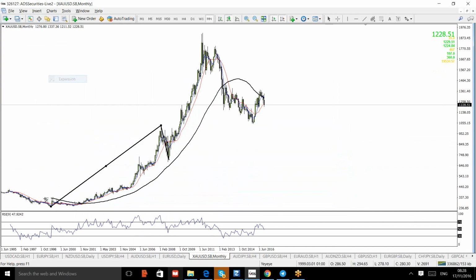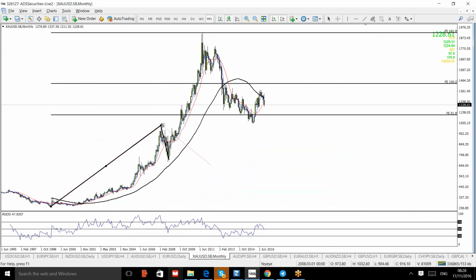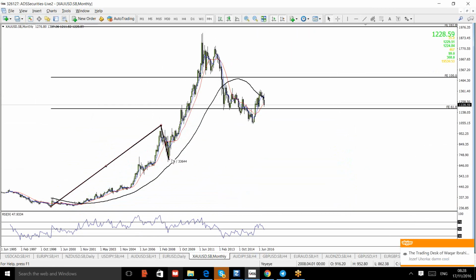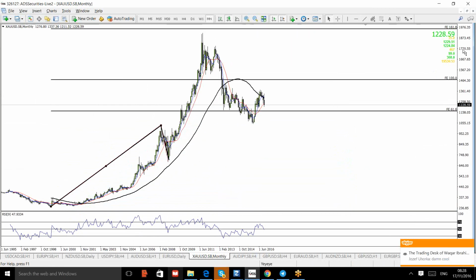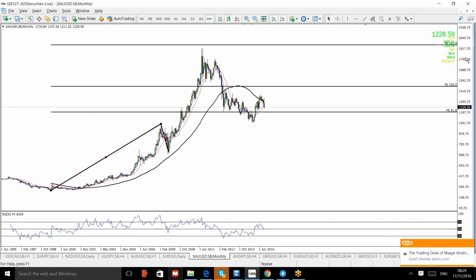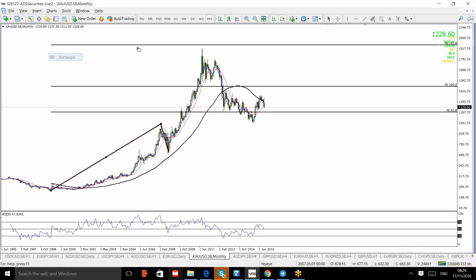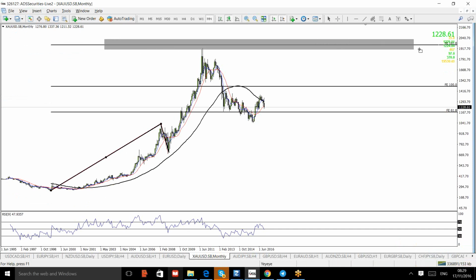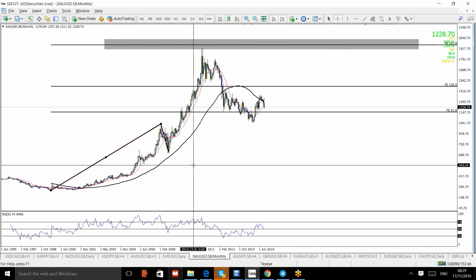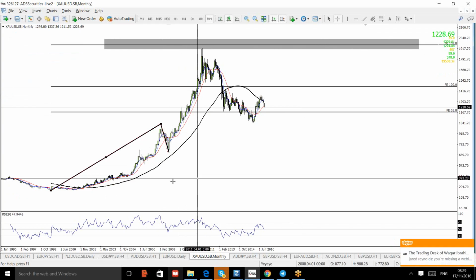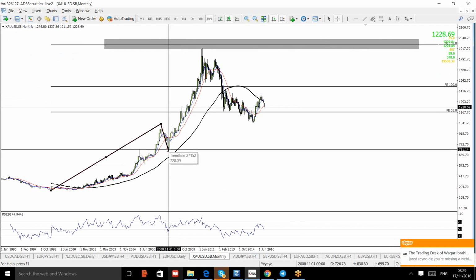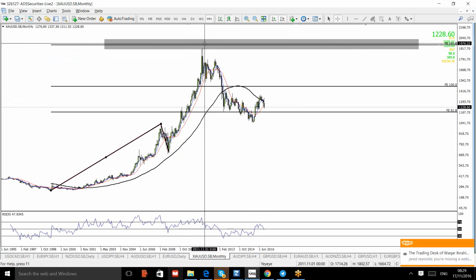Okay, now let's apply the Fibonacci expansions tool, guys. Can you see the beauty of this? Guys, the price eventually did reject near the 161.8 Fibonacci expansion, guys. Can you see? And remember, this move started in 2008 and ended in 2011, after 22 years.